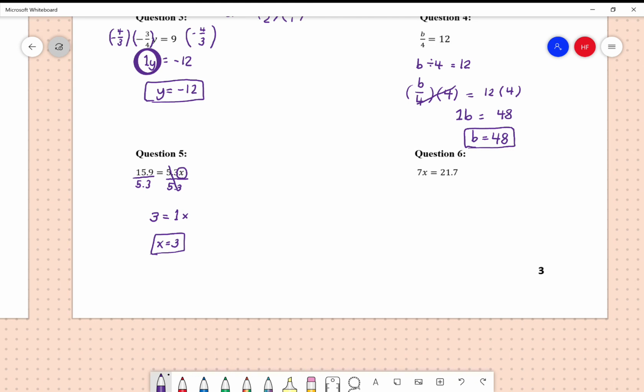Question 6, we got 7x is equal to 21.7. So this is multiplication. I'm going to do the opposite of multiplication. Whatever I do on the left, I'm going to do on the right. 7 divided by 7 is 1. I get 1x. 21.7 divided by 7 is 3.1. 1x equals 3.1 means x equals 3.1.